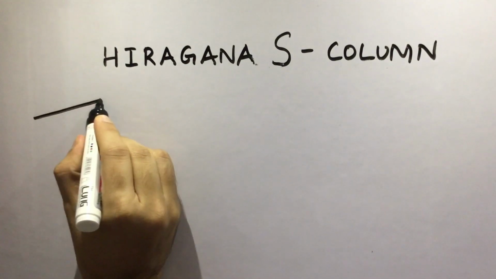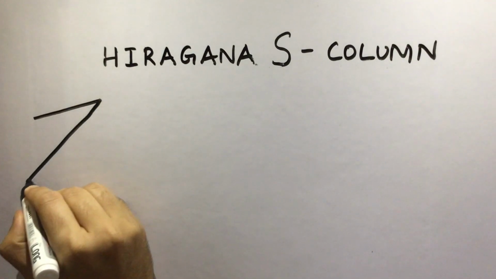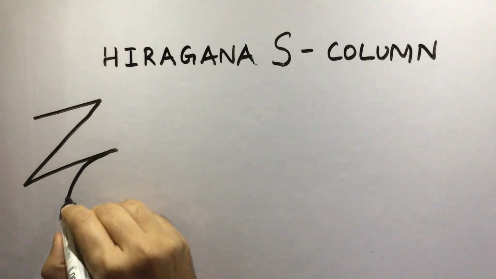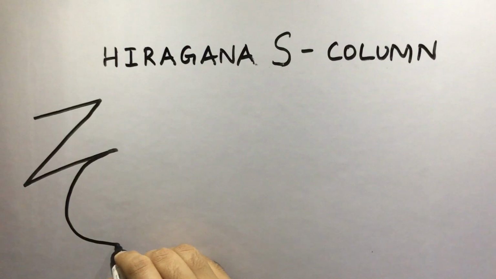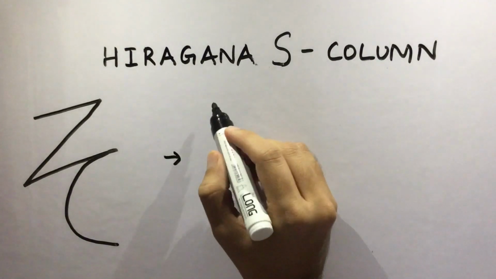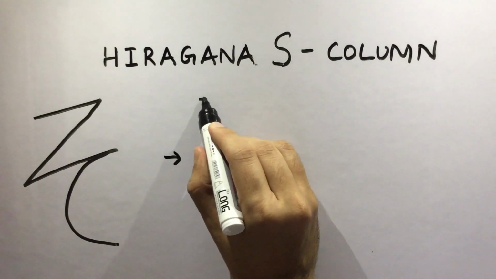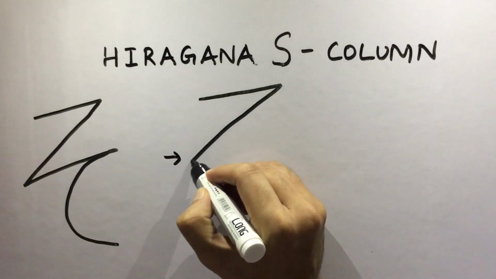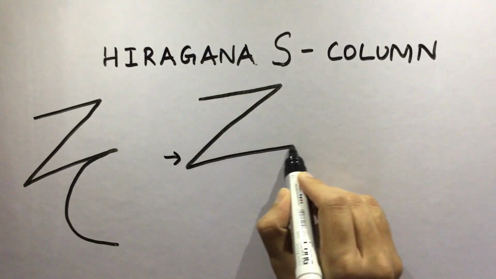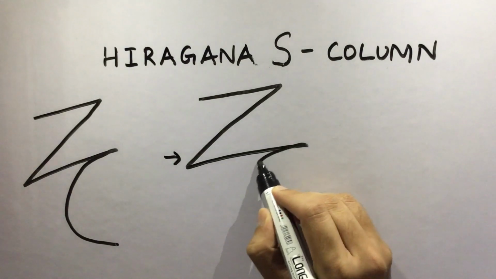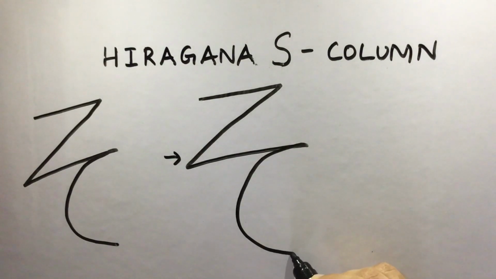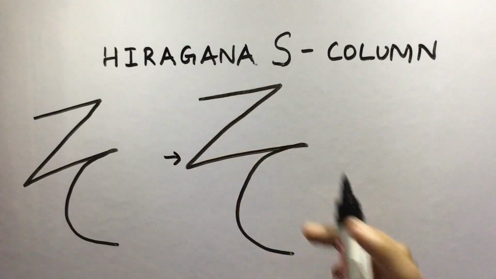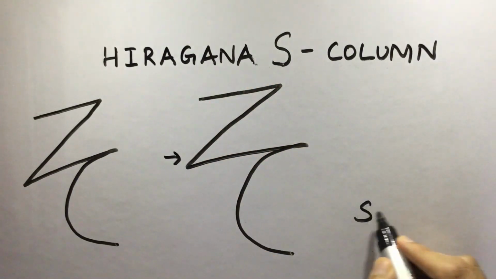The last character of the S column is so. It has only 1 stroke. This portion looks like a Z and then nice and curved like a C, and you stop here. So here's the stroke order: slanting line, take it to the upper right and then drop it down like a Z, extend it till here and then curve it and stop here. This portion looks like a C and this like a Z. This is so.